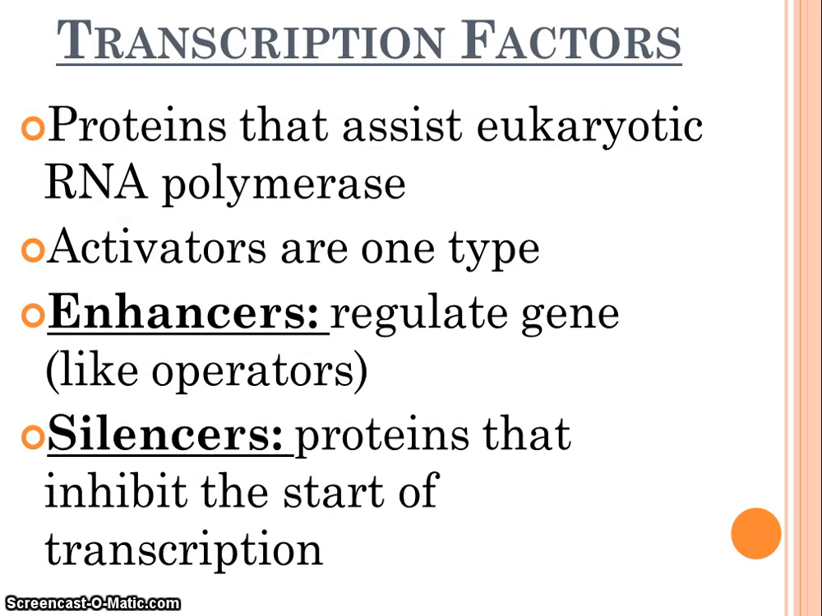So we have transcription factors. These are the proteins that assist eukaryotic RNA polymerase in binding. Okay, the activators are an example of one. The enhancers are usually farther away from the gene. This leads to binding of the DNA that leads to the interaction with transcription factors. Okay, so this regulates the gene just like the operators did. And then the silencers are the ones that inhibit or stop the start of transcription.